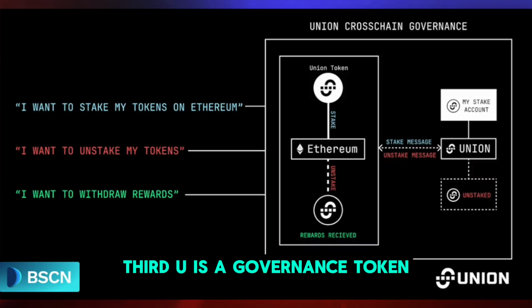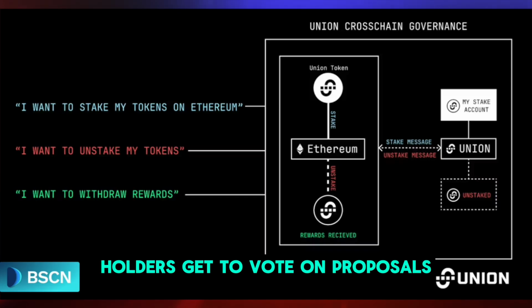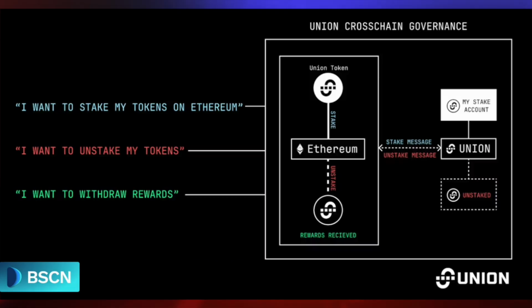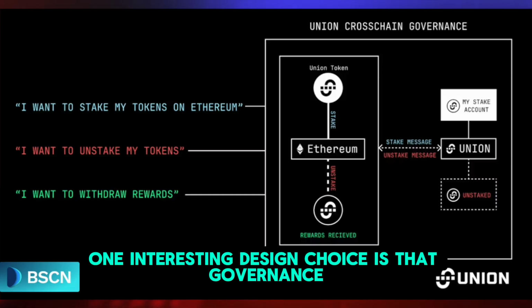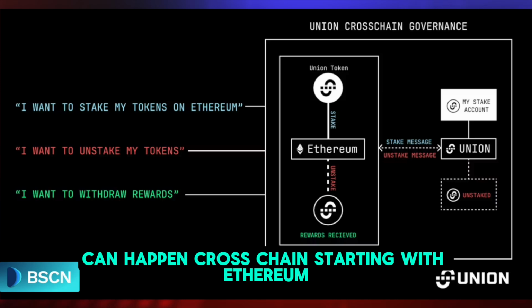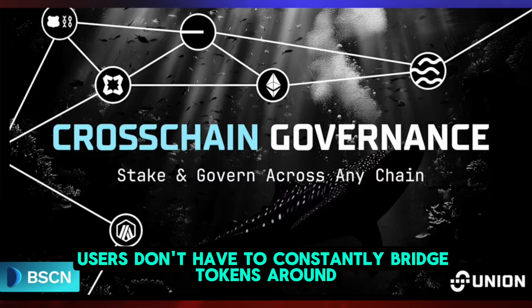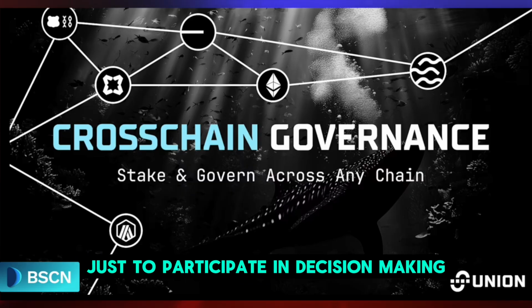Third, U is a governance token. Holders get to vote on proposals, things like fee structures, protocol upgrades, or treasury spending. One interesting design choice is that governance can happen cross-chain, starting with Ethereum through liquid-staked versions of U. That way, users don't have to constantly bridge tokens around just to participate in decision-making.